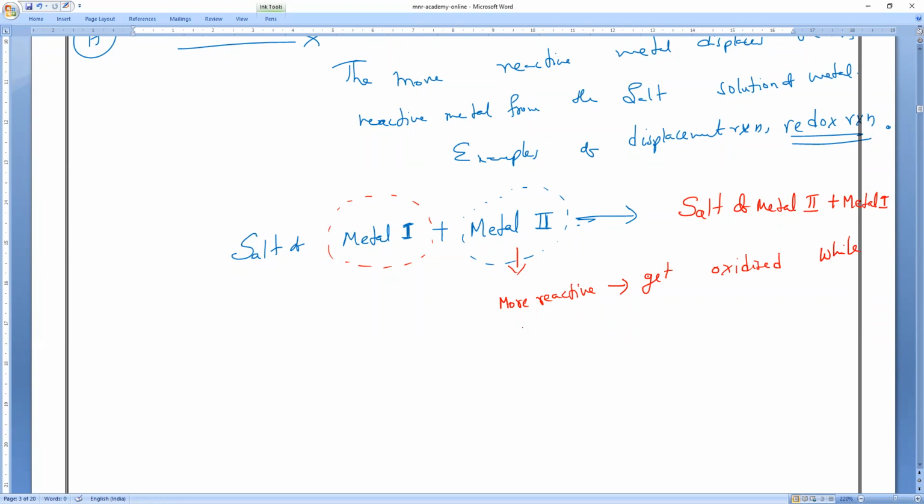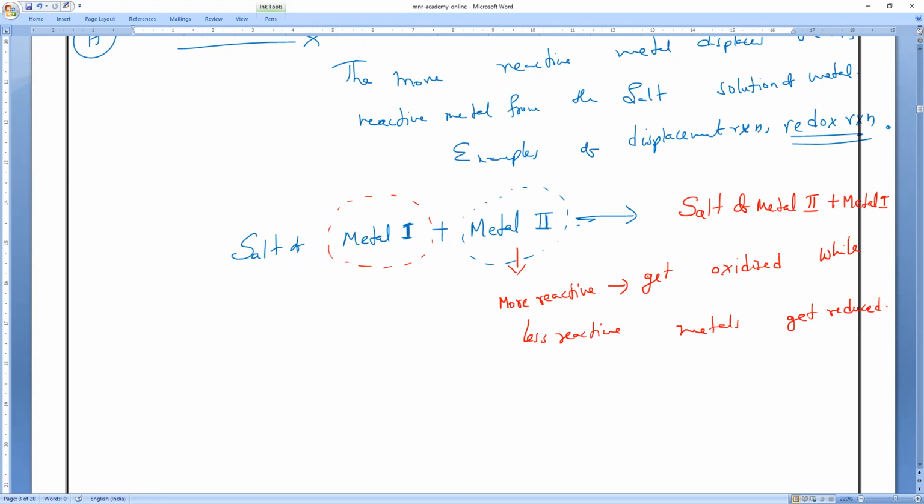While less reactive metals get reduced. Okay, everybody, so now I will explain this. All of you observe very carefully.